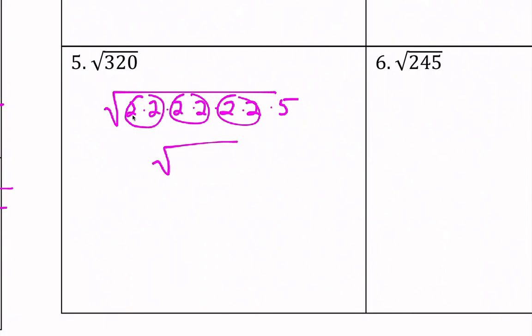I know that this 2 can escape while its partner is sacrificed. I know this 2 can escape while its partner is sacrificed. And this 2 can escape while its partner is sacrificed. This 5 is stuck. All right, so all we have to do is simplify the out front. So 2 times 2 times 2, which is 8. So my final answer is 8 square roots of 5.